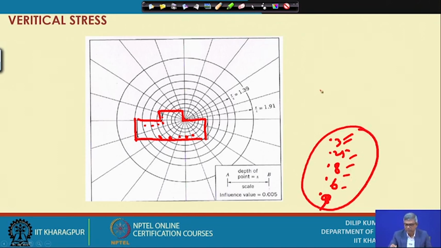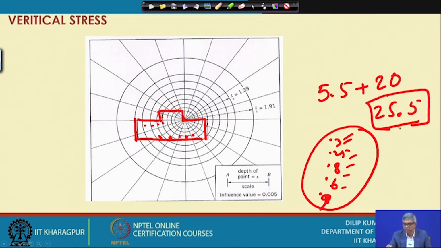This may come ultimately again 5.5 blocks, and there may be another whole blocks, maybe 20. So, that means you have maybe 25.5 blocks total covered by this foundation. Then if this is obtained, and then I know the influence value, it is written in this chart.